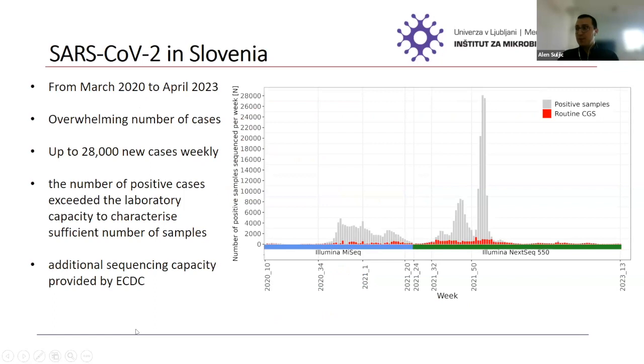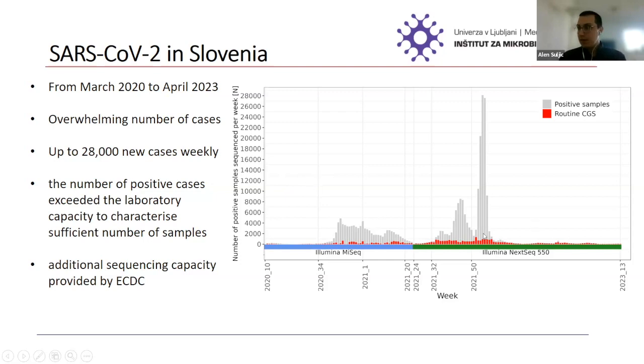So, after the first reported case of SARS-CoV-2 in Slovenia on March the 4th, 2020, the number of cases began to rise and at certain points overwhelmed the diagnostic capabilities of laboratories. Using only research sequencing capabilities, we were not able to characterize a sufficient number of samples for timely forecasting of the epidemic. We tried to partially address the problem by using additional sequencing capabilities provided by ACDC, but still couldn't get sufficient numbers of samples.